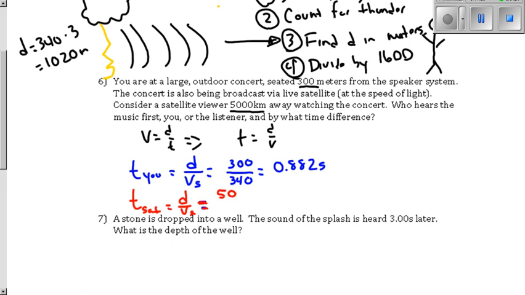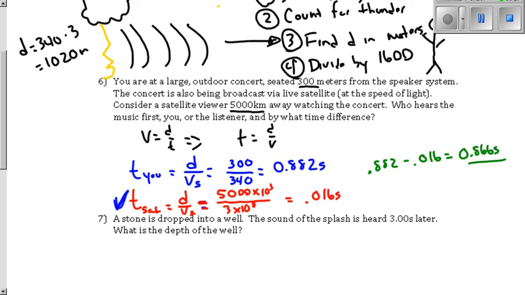And so they are 5,000 times 10 to the third. And they are going to be traveling at the speed of light, which is 3 times 10 to the 8th. And for them, then it takes 0.016 seconds. So the satellite listener wins. They get a big check mark. And the time delay is, let's see, 0.882 minus 0.016, which is going to give us 0.866 seconds. So with no delay whatsoever, they hear it first by 0.866 seconds.